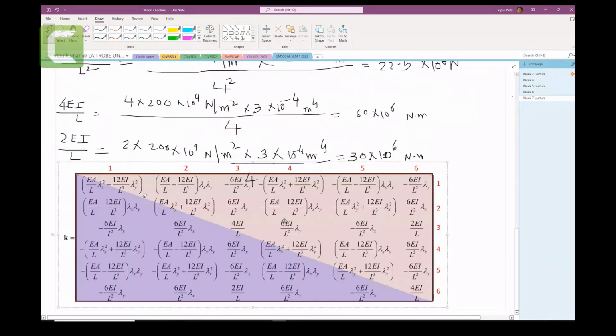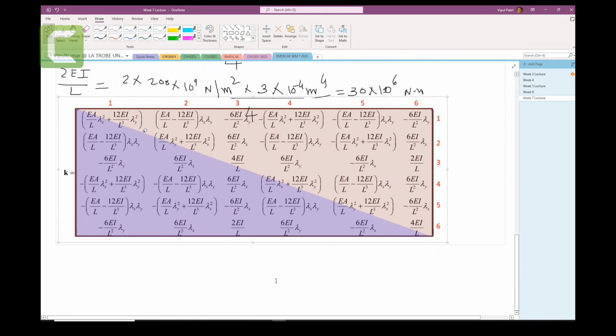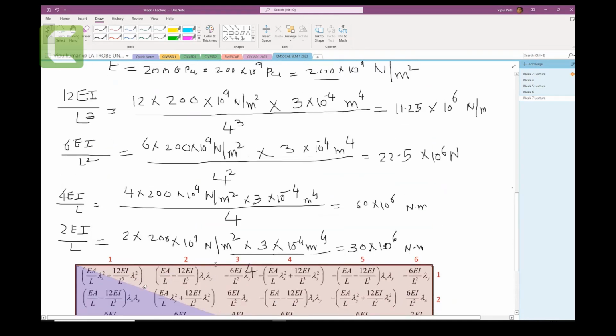I hope everyone knows where to get this matrix. These matrices are given in our lecture notes. All right, so that is all good so far.